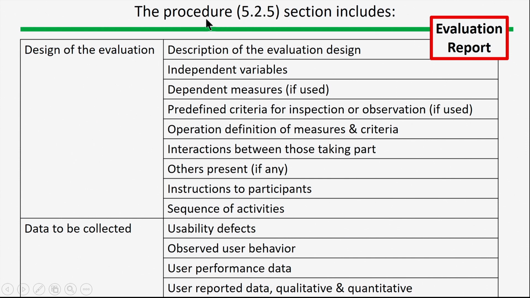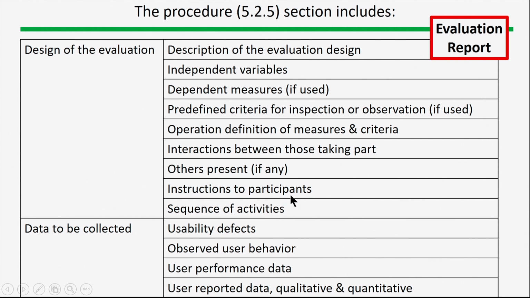Then there's the procedure section, which describes more specifically how things were done. What were the independent variables? Were there any dependent measures? What were the operational definitions of the measures and criteria? So often we'll give a term, but we don't say precisely what that term means. And so what you want to do is make sure you give a very precise definition. So for example, for driving, you might wish to look at SAE recommended practice J2944. And for instructions to participants, you want to make sure that you've included them so that somebody else can, again, duplicate what you did within the limits of statistical error.